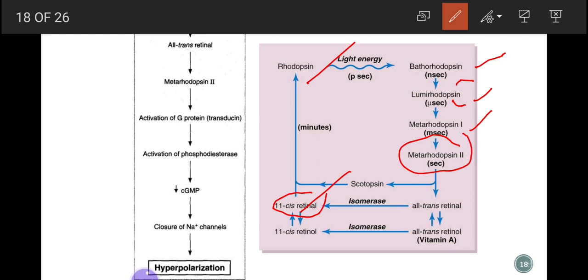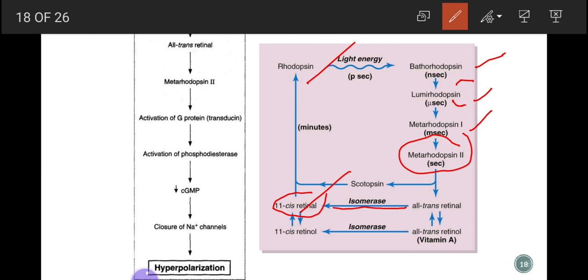Next, how the reformation of the rhodopsin takes place. The first stage in the reformation of rhodopsin is to reconvert all-trans retinal into 11-cis retinal. This process requires metabolic energy and it is catalyzed by the enzyme retinal isomerase.